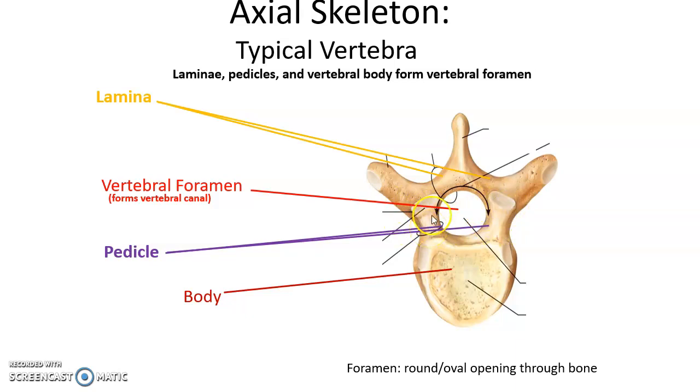And then the pedicle connects to the lamina. So we have a right and left lamina that connect to each other, and that forms the complete ring. So it goes body, pedicle, lamina, lamina, pedicle, body. That ring of tissue is what forms the vertebral foramen.